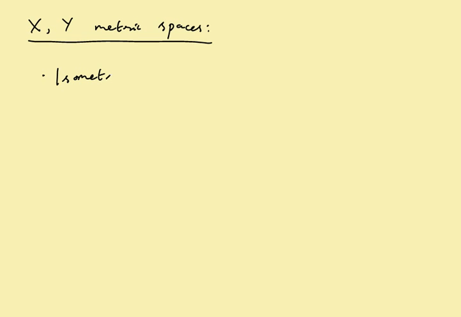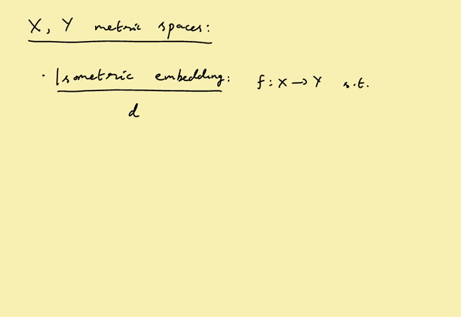Let's just recall some very basic things for comparison or precision. Suppose x and y are metric spaces. First let's look at what an isometric embedding is. An isometric embedding is a map f from x to y such that the distance between f of x1 and f of x2 is the same as the distance between x1 and x2 for all x1, x2 in x. These are of course familiar notions.